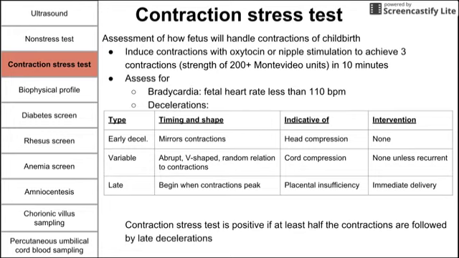If a contraction stress test is positive, that means that at least half the contractions are followed by late decelerations. That qualifies for a positive contraction stress test.